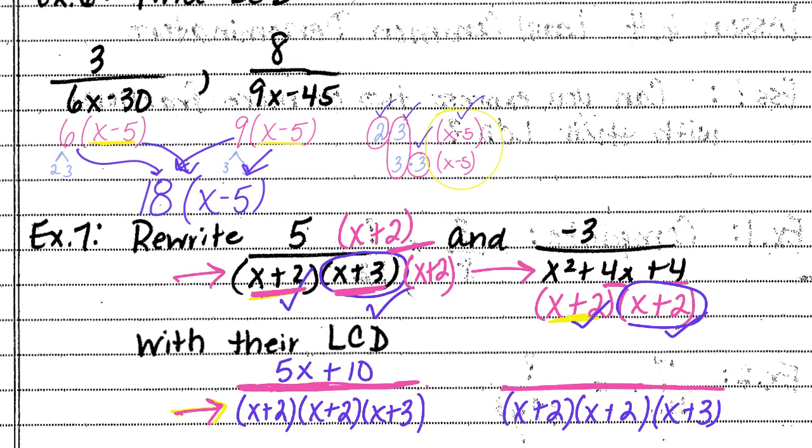Now, on the other side, let's see what we had to do to each side to get to our common denominator of x plus 2, x plus 2, x plus 3. Since this one does not have an x plus 3, I'm going to multiply the top and the bottom by x plus 3 because I can multiply anything through by 1. And I'm going to distribute this through. And so I get negative 3x minus 9 on the top of that side.